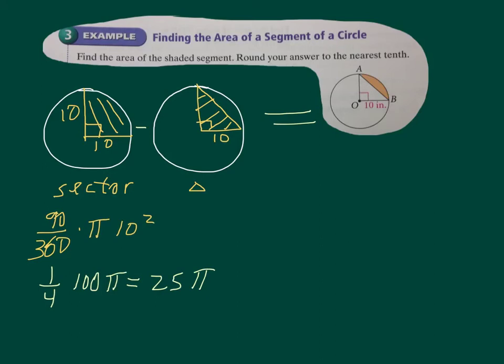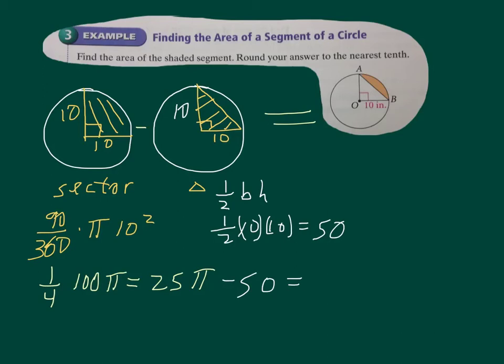Now from that, we're going to subtract the area of the triangle. The area of the triangle is 1/2 base times height. The base is 10, and the height is also 10. So 1/2 base times height, 1/2 of 100, which equals 50. So from that, we're going to subtract 50. So the area of this segment is going to be approximately, to the nearest tenth, 28.5 square inches.